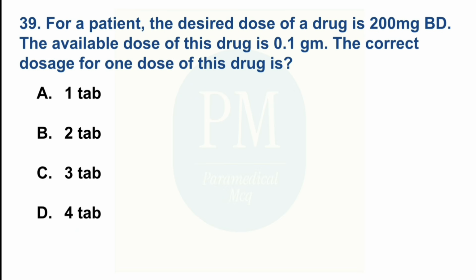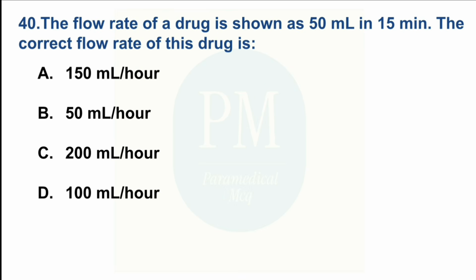For a patient, the desired dose of a drug is 200 mg per day. The available dose of this drug is 0.1 gram. The correct dosage for one dose of this drug is option A, 1 tablet, option B, 2 tablet, option C, 3 tablet, option D, 4 tablet. The correct option is option B, 2 tablet.